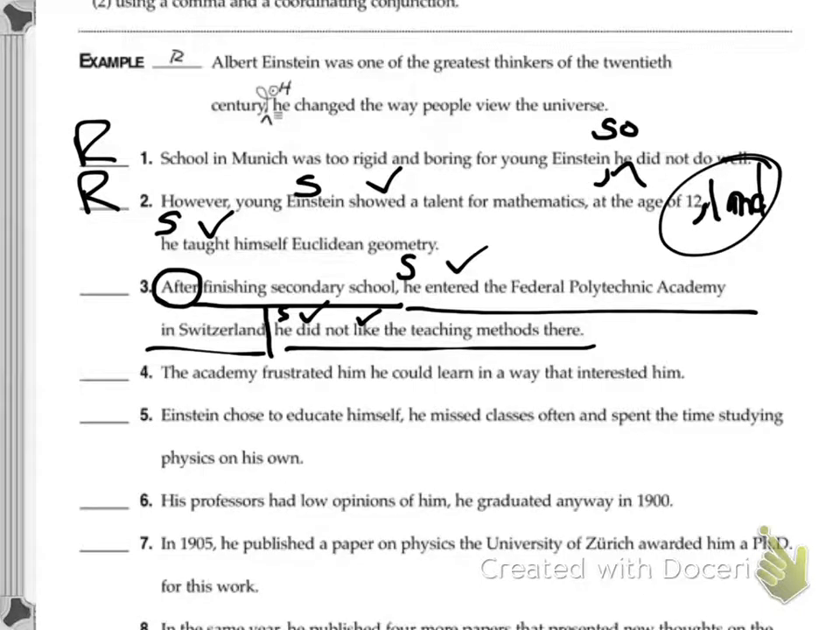After finishing secondary school, he entered the Federal Polytechnic Academy in Switzerland. He did not like the teaching methods there. So this one, what I would do is add a comma and then but. Okay, why don't you guys try to do the next 2 on your own, then come back and I will review them with you, and then you can do 6 through 10 by yourselves.